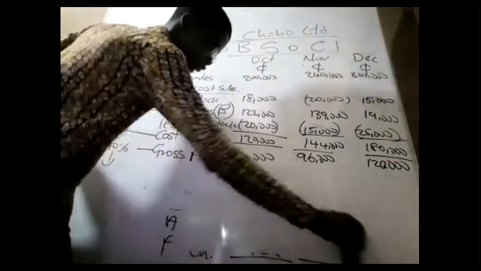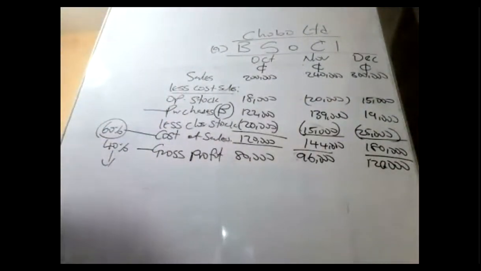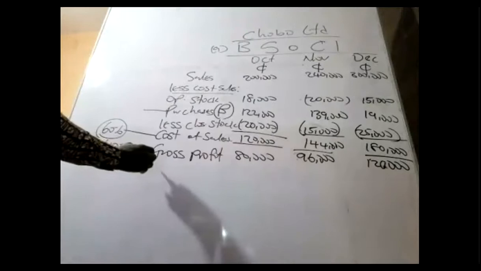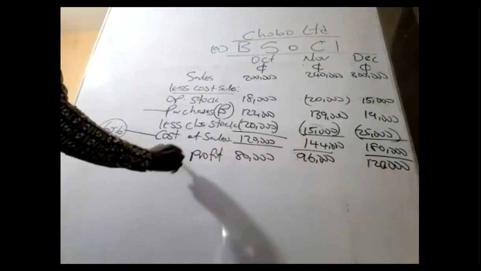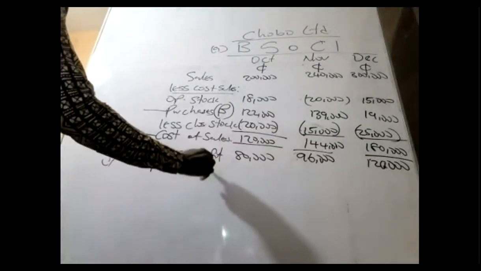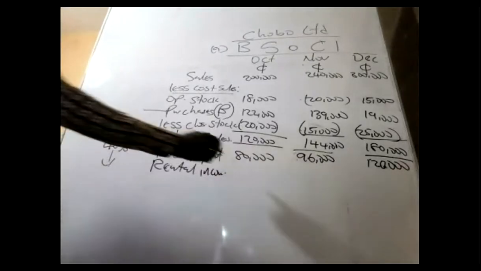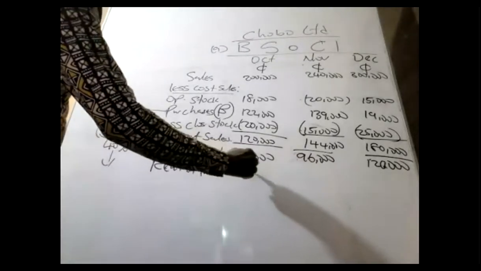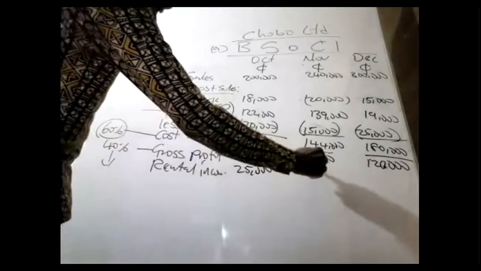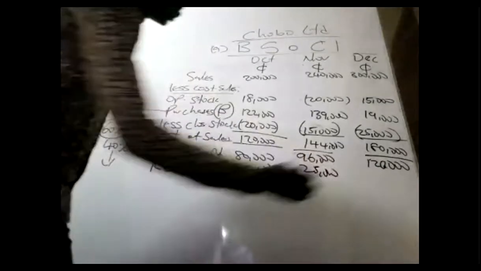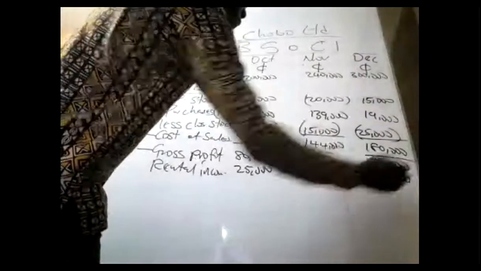Let's go to that of the other income. So add your rental income to it. So rental income, let's say that is 25,000 every month. So 25,000 here, 25,000 here, and 25,000 here.